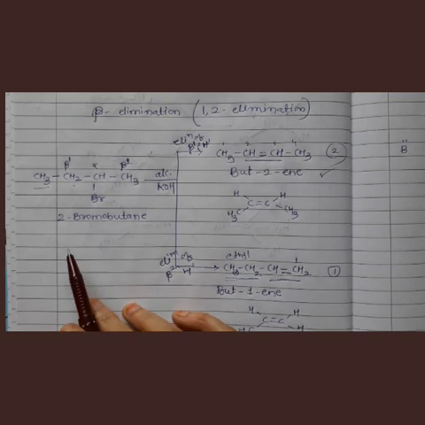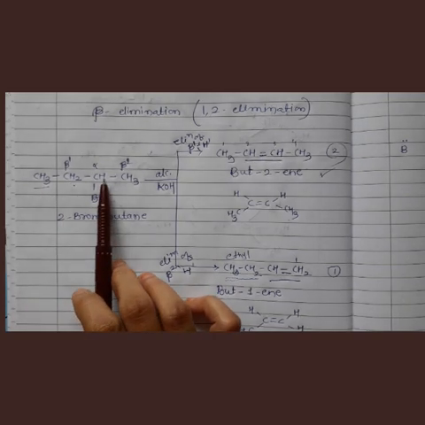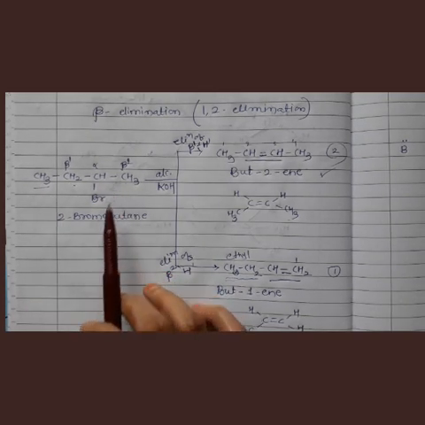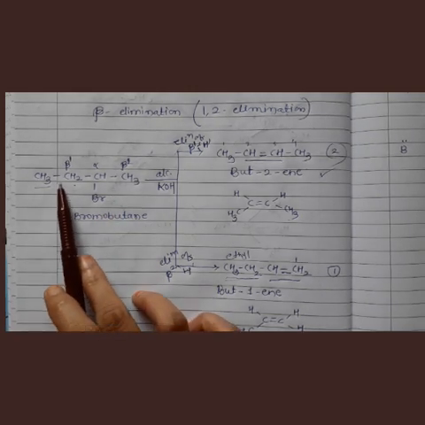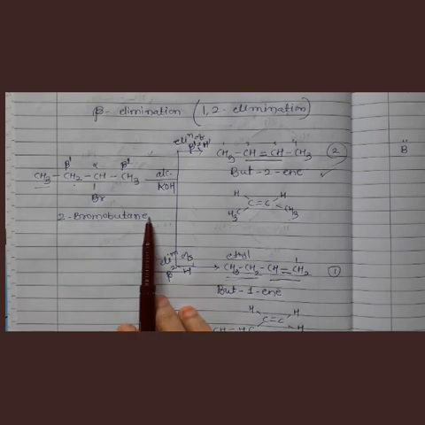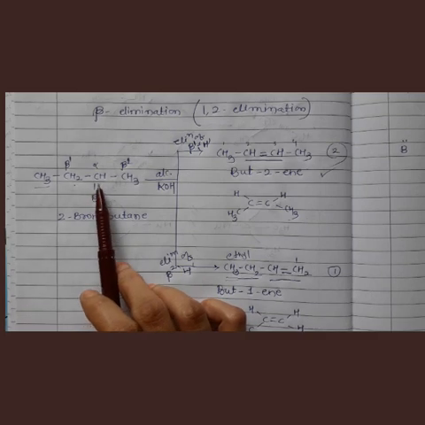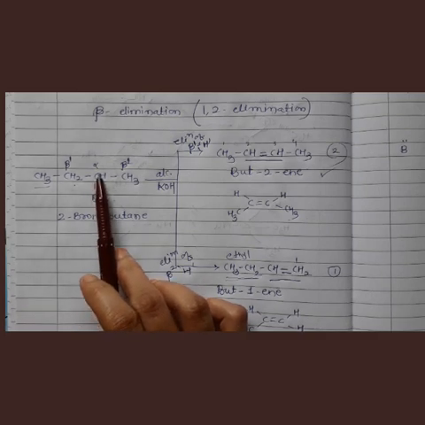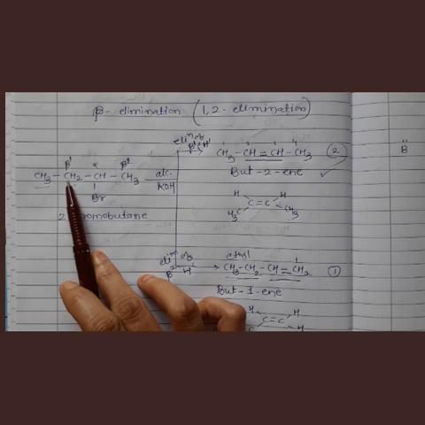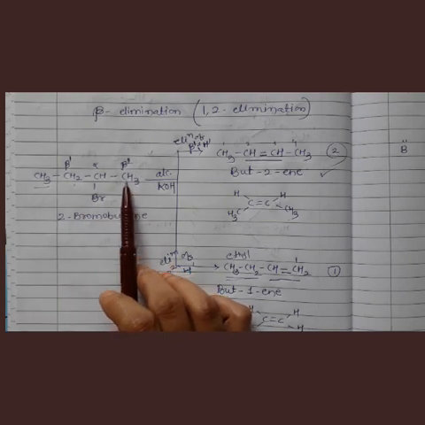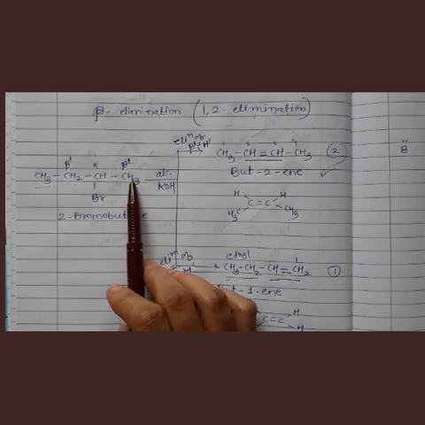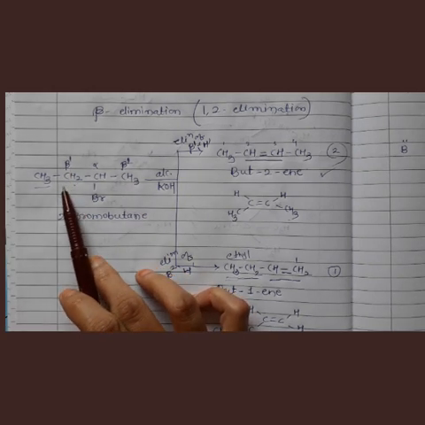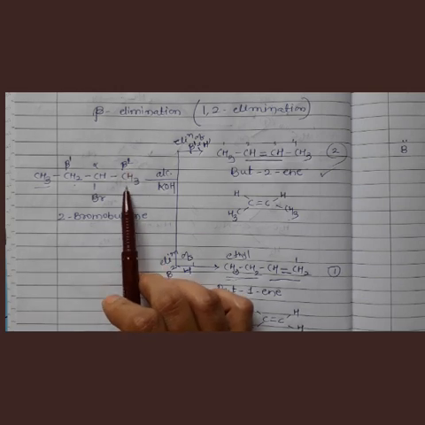See one more example. You can see CH3, CH2, CHBr, CH3. This is 2-bromobutane, bromine is there, and this is a butane chain. Now let us first find alpha and beta carbon atoms. Bromine is attached to this carbon atom, that means this is alpha. On this side also one carbon atom is there, on this side also one carbon atom is there. So this is beta 1 and this is beta 2 carbon atom.